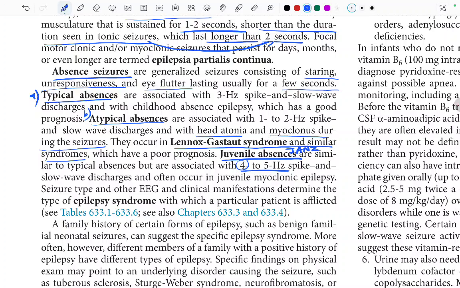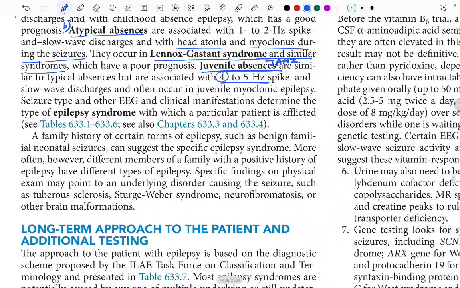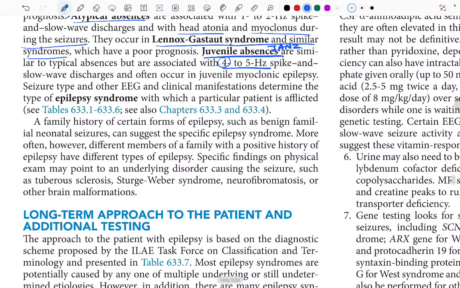Seizure type and other EEG and clinical manifestations determine the type of epilepsy syndrome with which a particular patient is afflicted. A family history of certain forms of epilepsy, such as benign familial neonatal seizures, can suggest a specific epilepsy syndrome. More often, however, different members of the family with a positive history of epilepsy have different types of epilepsy. Specific findings on physical exam may point to an underlying disorder causing the seizure, such as tuberous sclerosis, Sturge-Weber syndrome, neurofibromatosis or other brain malformations.